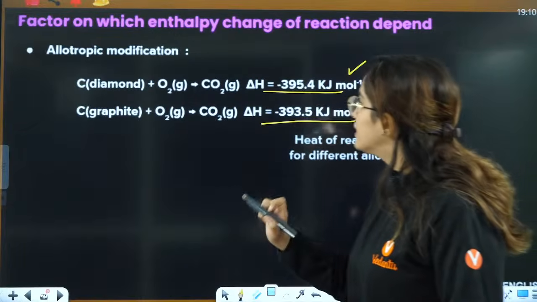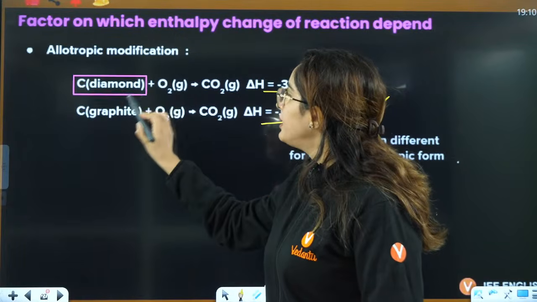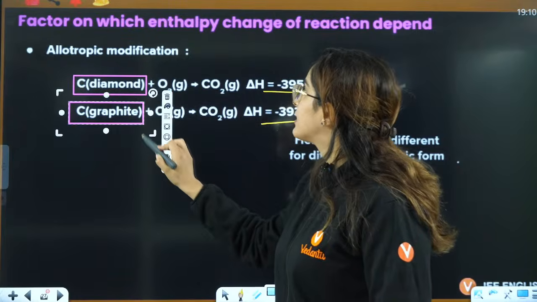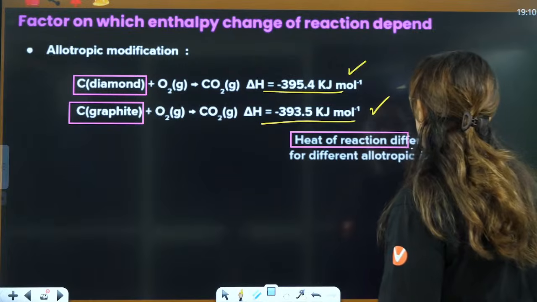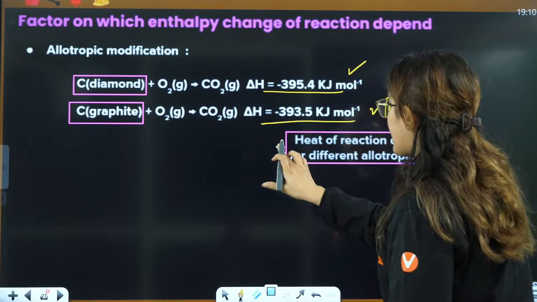If you see here, this is carbon diamond and this is carbon graphite. Now there is also another change here. That also means the heat of the reaction will be different for different allotropic forms.